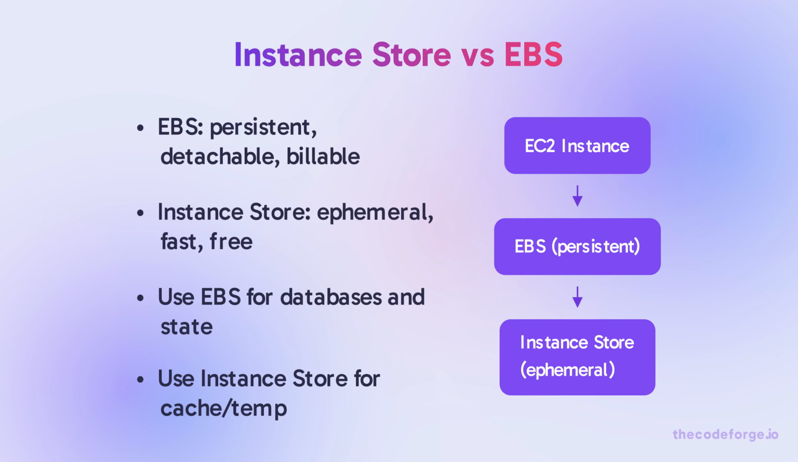Instance store volumes are physically attached to the host server. They're extremely fast and included in the instance price, but data is lost if the instance stops or fails. Elastic Block Store volumes are network attached and persist independently. Always use Elastic Block Store for anything you need to keep.